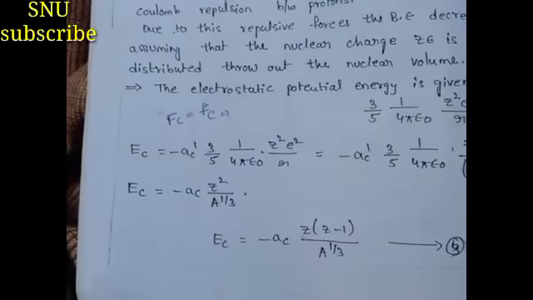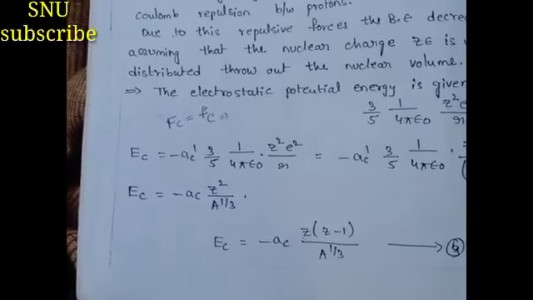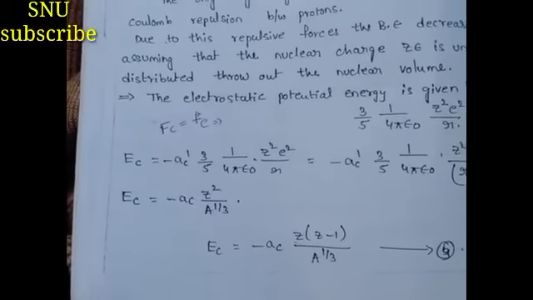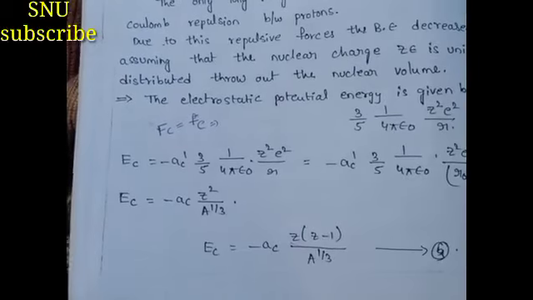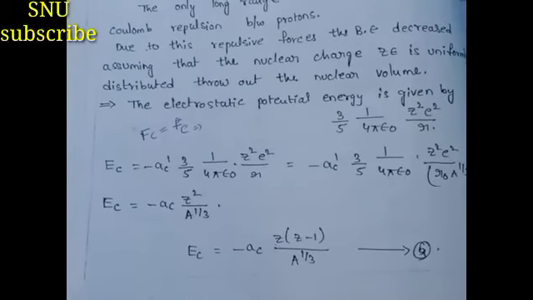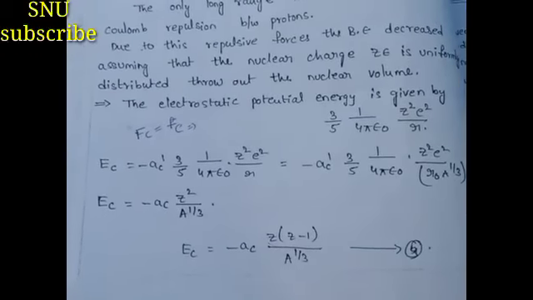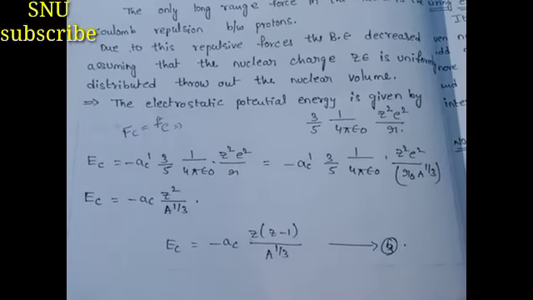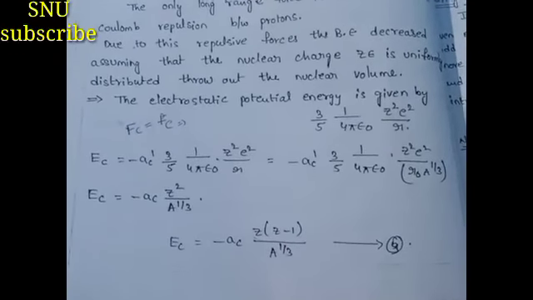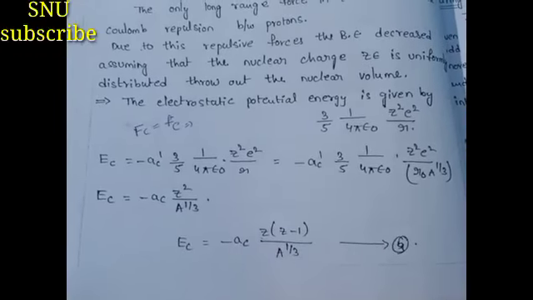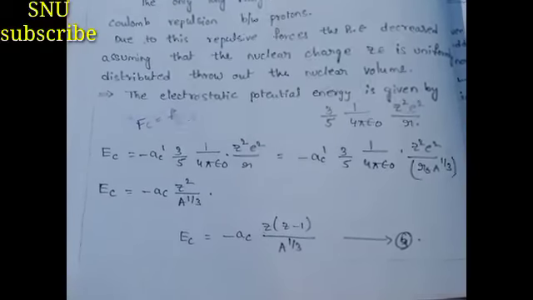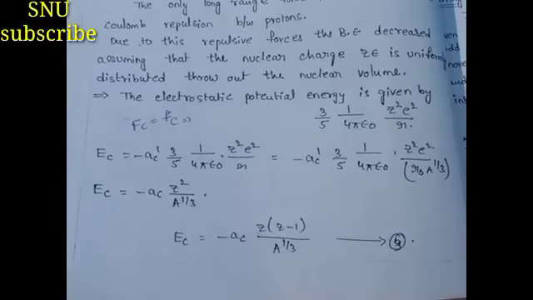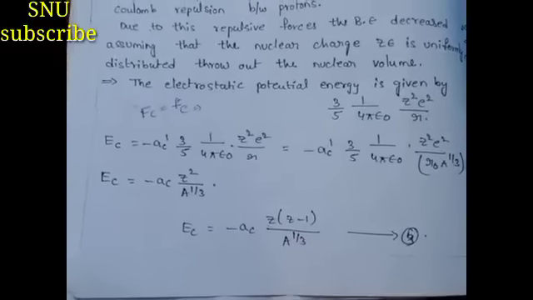Ec is equal to minus Ac times 3/5 times 1/(4 pi epsilon naught) times Z squared e squared by R, which is equal to minus Ac times 3/5 times 1/(4 pi epsilon naught) times Z squared e squared by r naught into A to the power 1/3. Ec is equal to minus Ac into Z squared by A to the power 1/3. Ec is equal to minus Ac into Z(Z minus 1) by A to the power 1/3. This is equation 3.